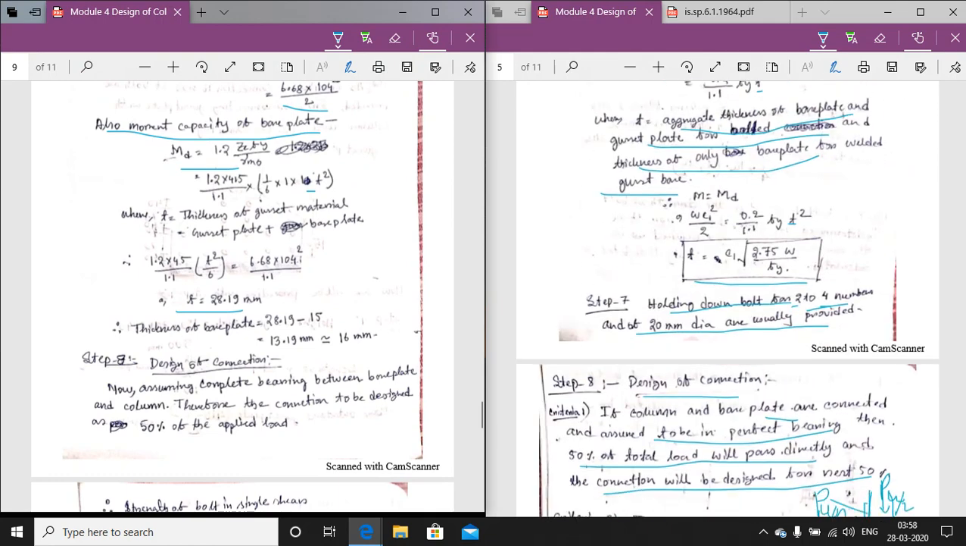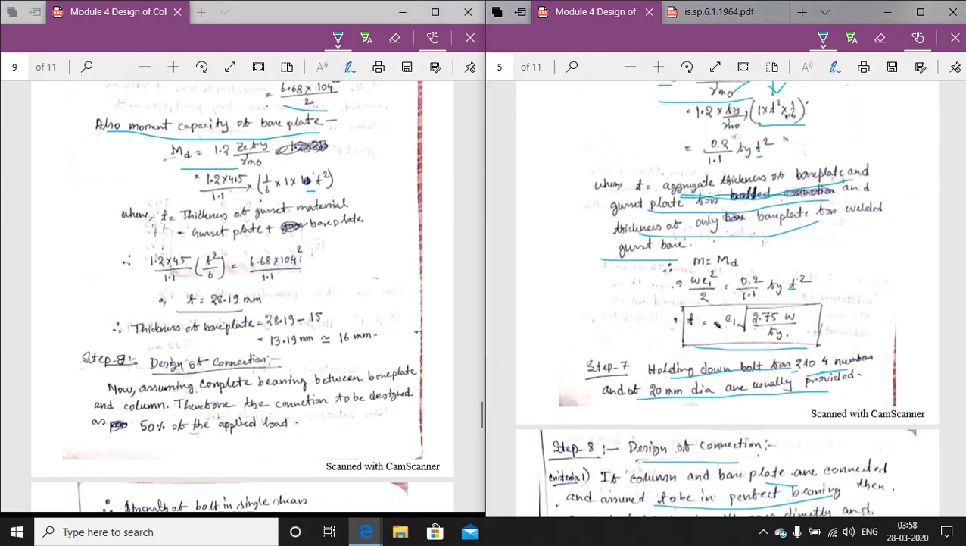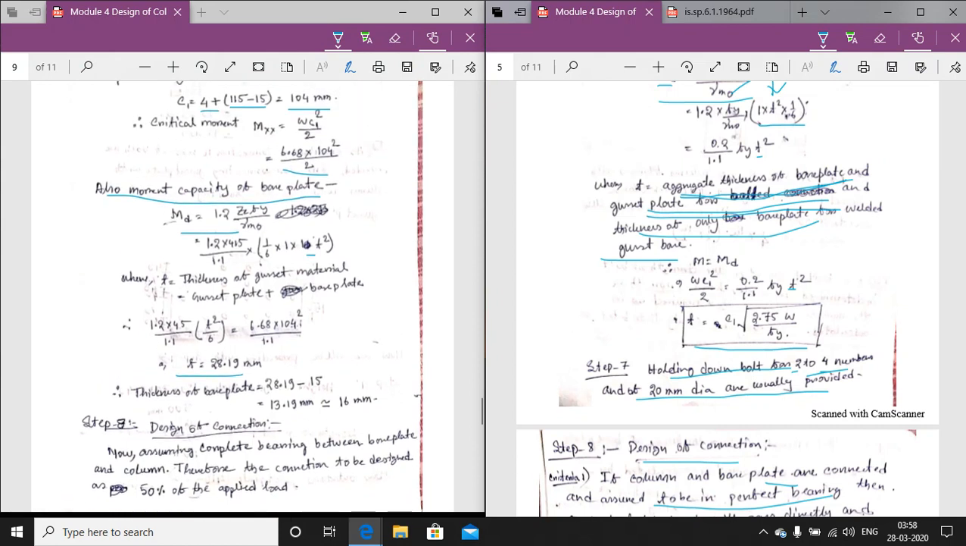What is the value of T? T is equal to the aggregate thickness of the base plate and the gusset plate for bolted connections. So it is the aggregate thickness of the gusset plate plus the base plate.